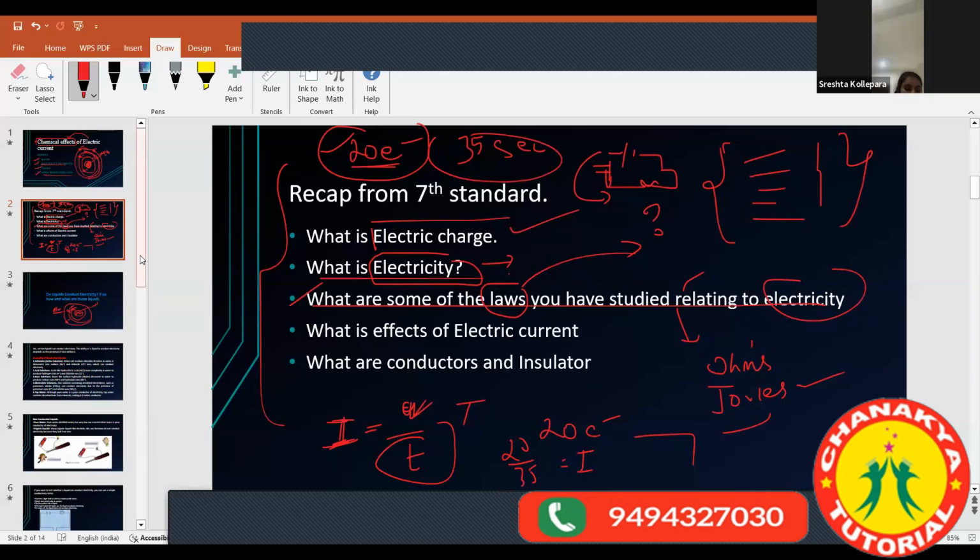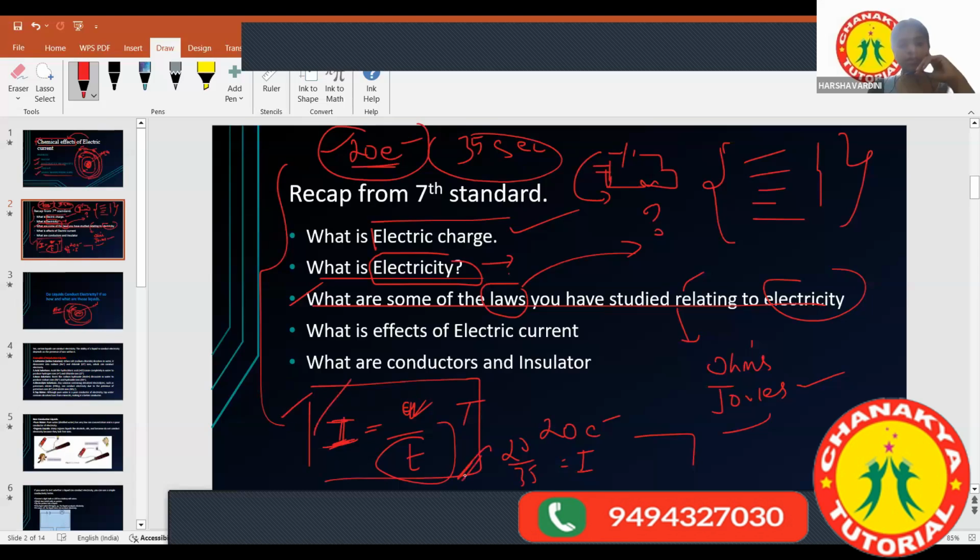Can Gautam Krishna explain what I said about current? Ma'am, for finding the current, if you have the number of charges and the time, then the formula for finding the electric current is Q by T. Q is the number of charges, and T is the time taken. Everybody should remember this formula, it's very important. I is equal to Q by T.